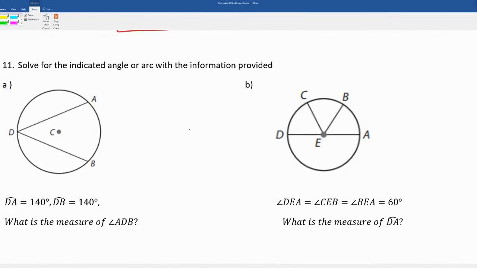All right, number 11. Indicated arc. Okay, so let's see here. What do we know real quick? What kind of angle is ADB? Angle ADB is an inscribed arc, or I'm sorry, inscribed angle. That means it should equal half of whatever your measure for arc AB is, right? So if AB is 30 degrees, ADB will be half that, so that'll be 15. So that's the theorem there.